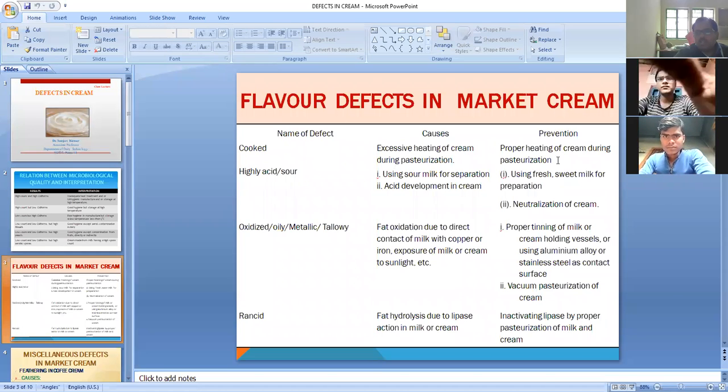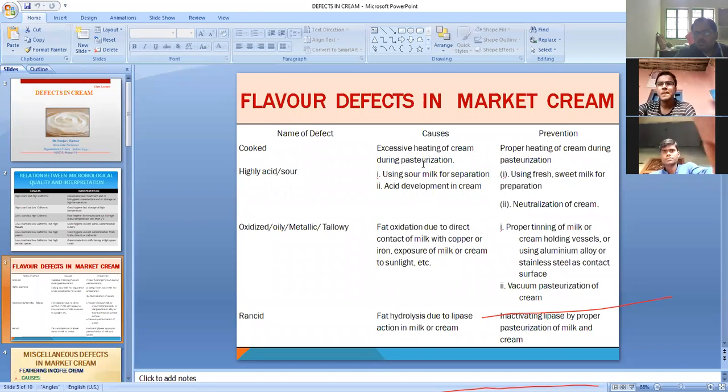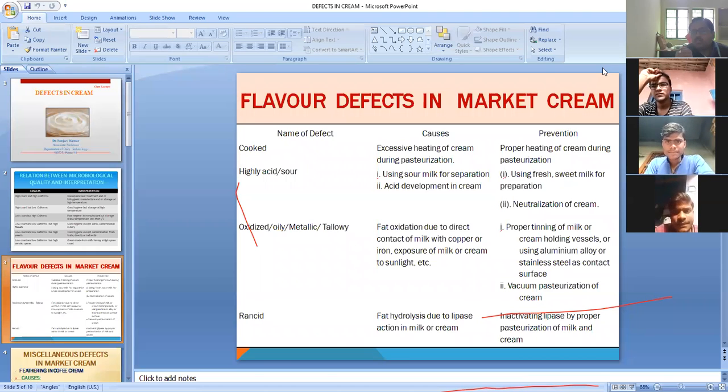Another reason for cooked flavor may be that you are heating the cream under vacuum in an evaporator. If there is any defect in the evaporator, then definitely we can get the cooked flavor, because the partial reduction of vacuum is not able to adjust the temperature required.